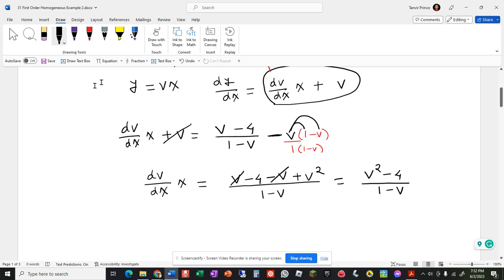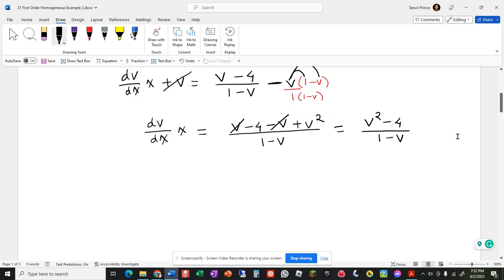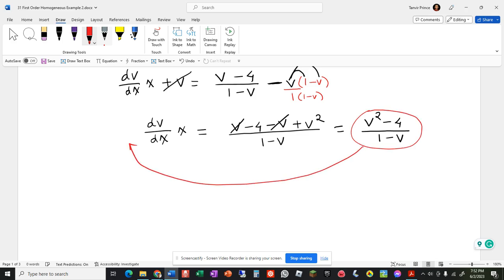So let's move all the v to one side and all the x to the other side. So I'm going to move this to the other side by flipping over. In other words, I multiply both sides by the reciprocal. And exactly the same way, I'm going to move x over dx to the other side by flipping.